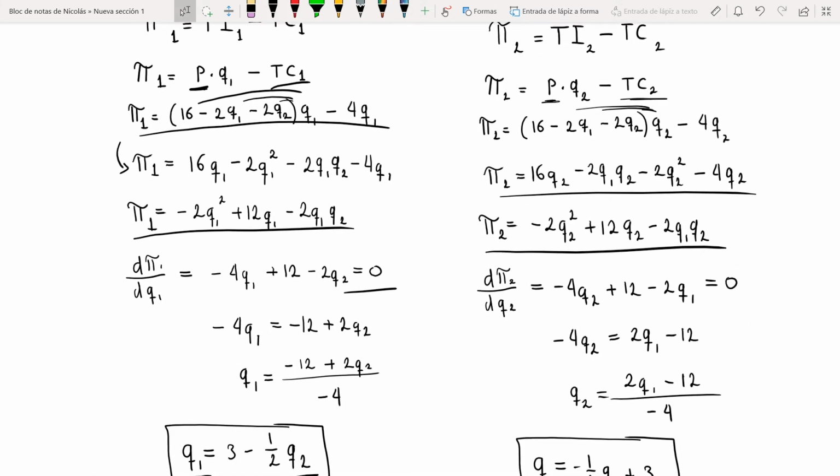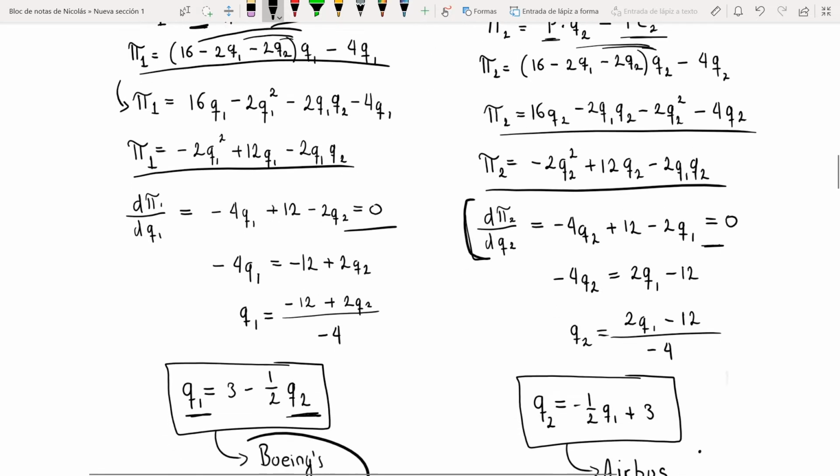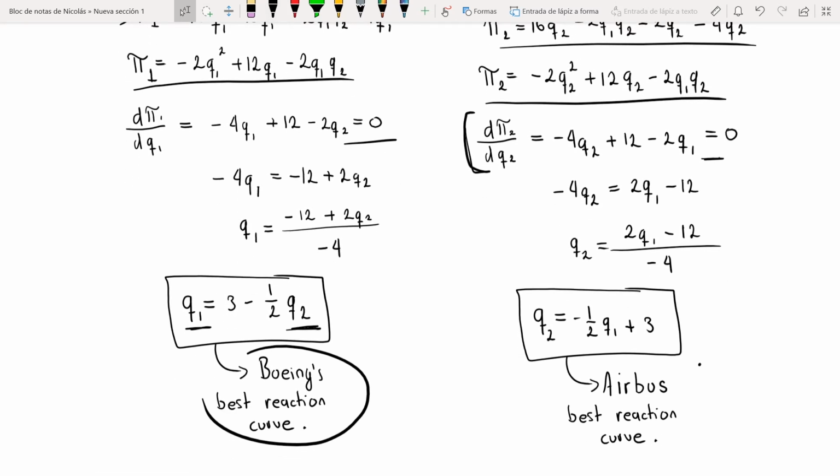Next step is to derive the equation and equal it to 0. When we do this, the next step in this case will be to clear for quantity 2, not quantity 1, because this is going to be Airbus's best reaction curve. So right here we just clear for q2, which is an easy process, and we'll end up having Airbus's best reaction curve.